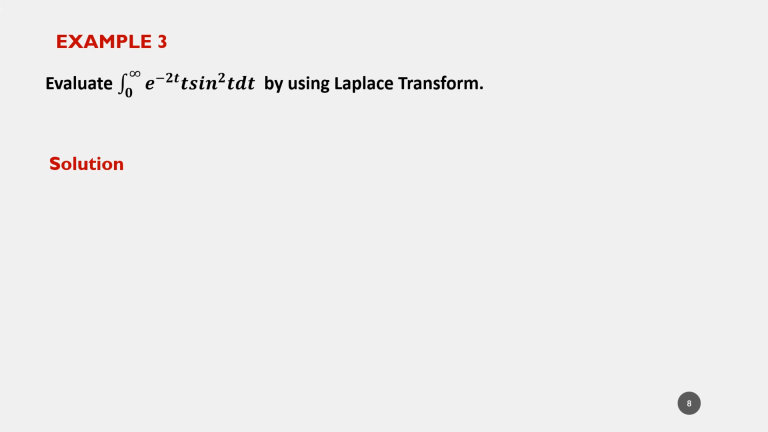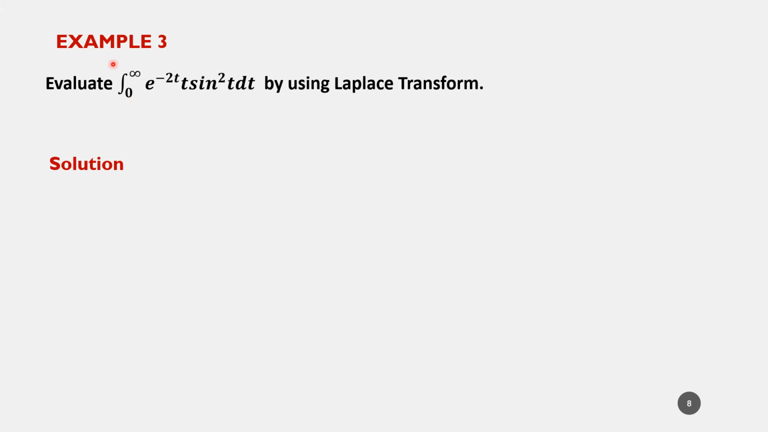Next problem. Evaluate the integral from 0 to infinity of e raised to minus 2t times t sine square t dt by using Laplace transform. Again, we are not given any L in the given problem, but we are given a definite integral which is to be evaluated. So the first step will be to convert this definite integral to a Laplace transform, make use of the properties of Laplace transform to get the L of that particular function f of t, and then put s equal to the required value.